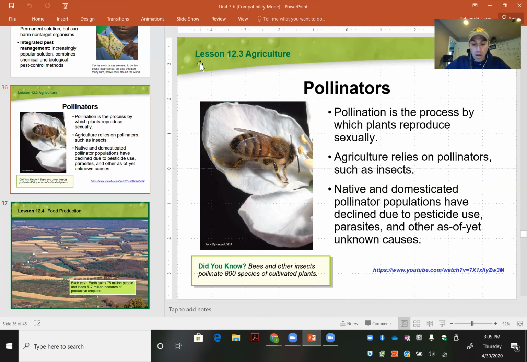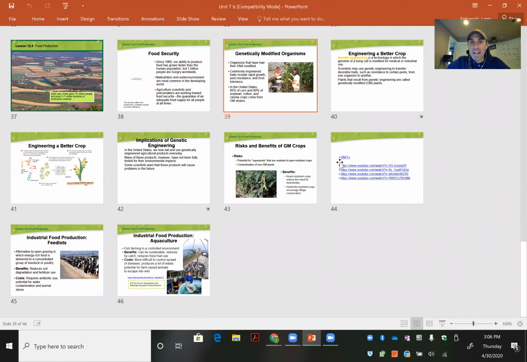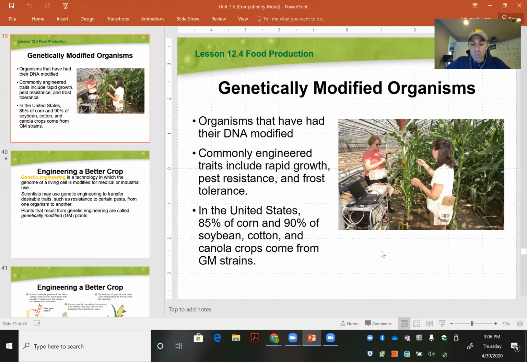Number 14, what are GM organisms? GM organisms, remember GM stands for genetically modified, okay? So a genetically modified organism, number 14, is where we have DNA in the organism, usually the plant, that has been taken out and replaced with other organisms' genes, right?